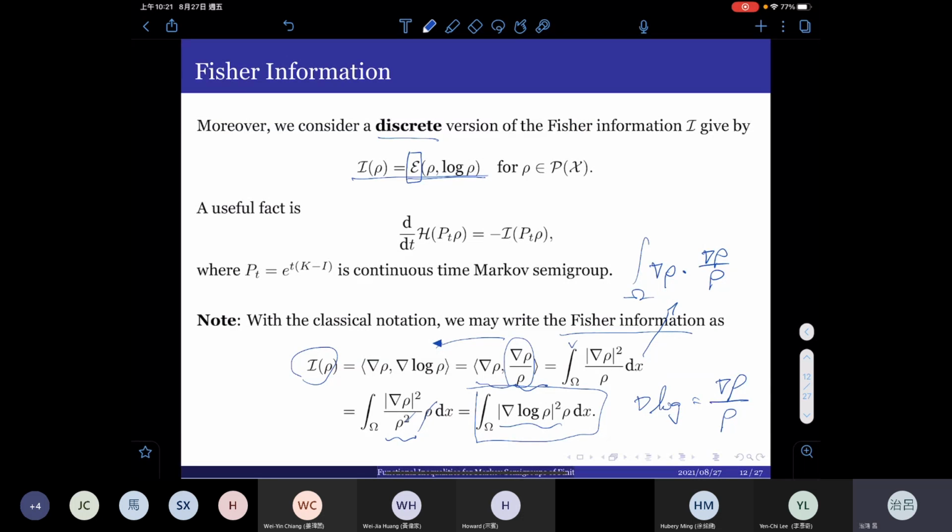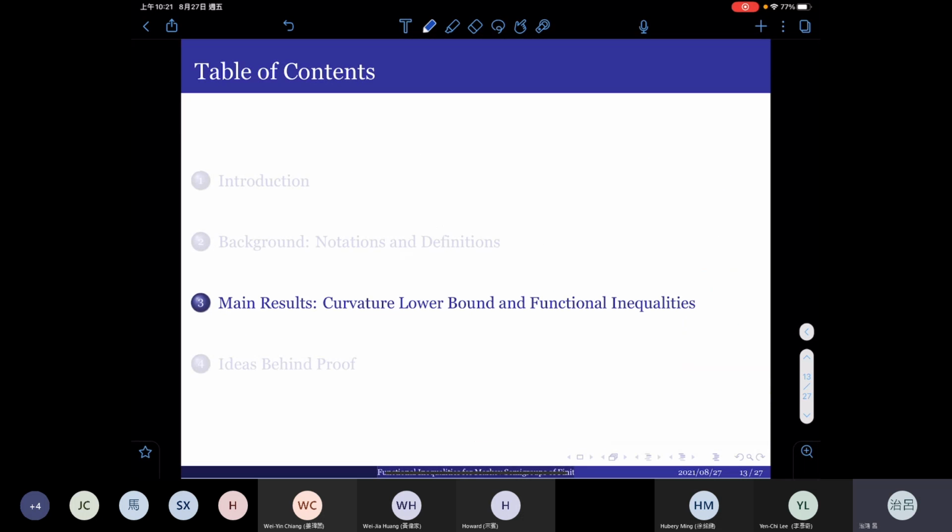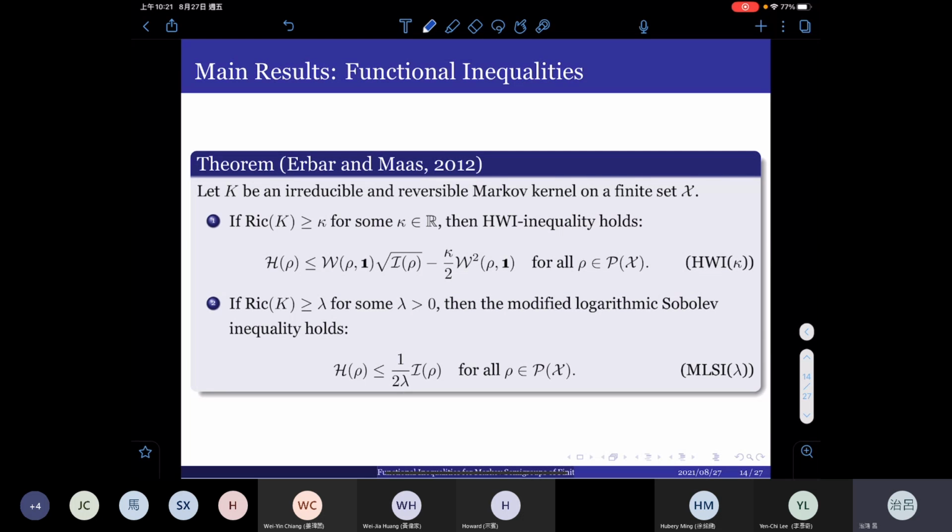With these concepts, we can present the main result in this paper. In this paper, the authors introduced the functional inequalities in Theorem 1.5. Here, K is an irreducible and reversible Markov kernel on a finite set. So we have the following four inequalities. The first is: if we have the curvature bounded below by kappa, then we have the HWI inequality. Here, H means the entropy and W means the Wasserstein metric. And if kappa equals 0, then we can immediately discard this term and get this.